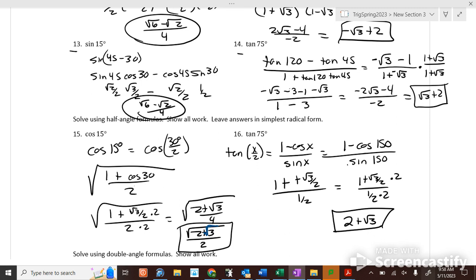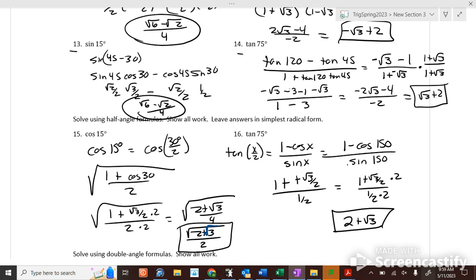All right. Tangent of 75. So it's a tangent of 150 over 2. So I used the 1 minus cosine of x over sine of x formula. So 1 minus cosine of 150 over sine of 150. The cosine of 150 is negative square root of 3 over 2. So minus a negative is plus a positive. So it's 1 plus square root of 3 over 2 over 1/2. So if you multiply both top and bottom by 2, you get 2 plus square root of 3.